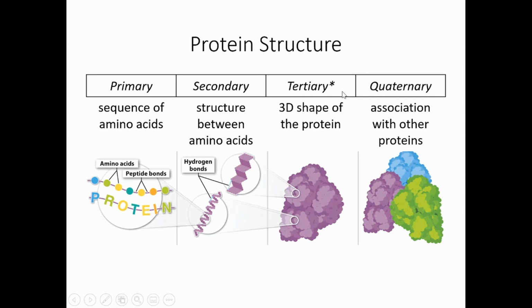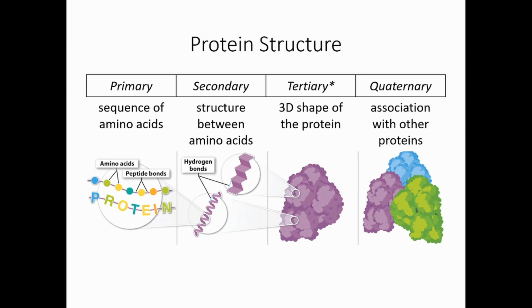Now, if our protein has more than one polypeptide chain, or more than one string of a polypeptide, we get to the quaternary level of protein structure where other proteins can associate with it. And so how the other proteins associate with it, like how they arrange themselves together, is quaternary level of protein structure.